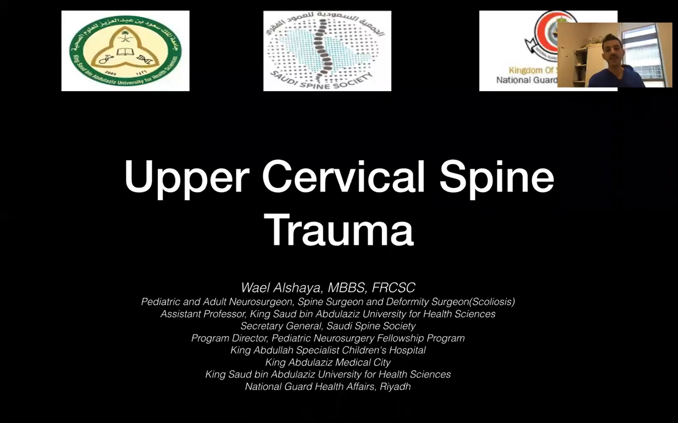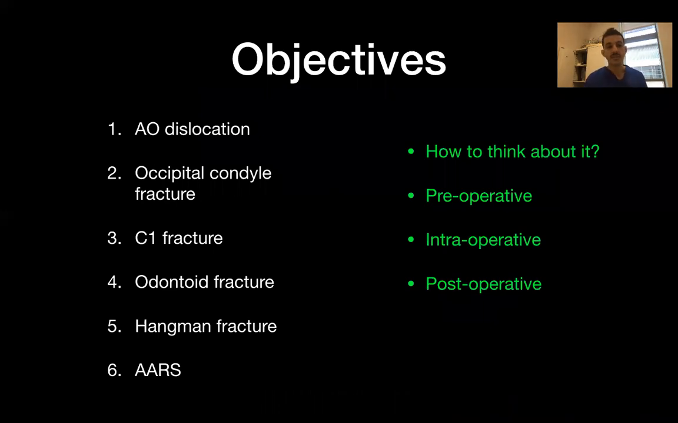Hi everyone. We'll talk about the upper cervical spine traumas, i.e. occipital condyle, C1, C2 fracture. Our objective will discuss AO dislocation, occipital condyle fracture, C1 fracture, odontoid fracture, hangman fracture, atlantoaxial dislocation.